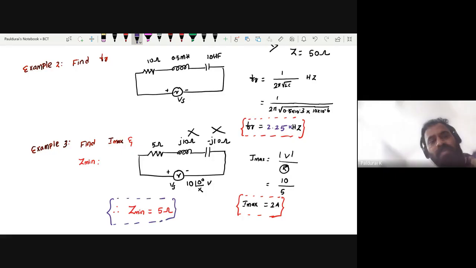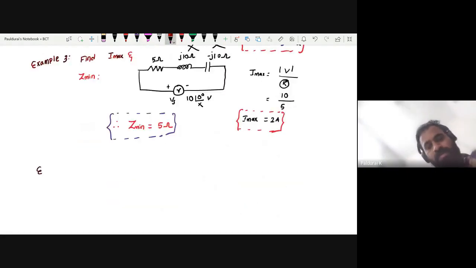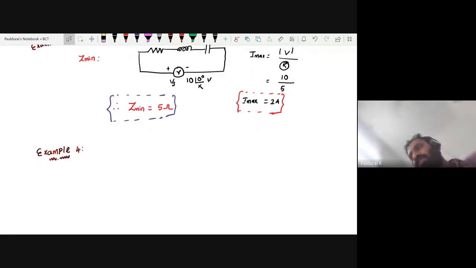Okay, and one more problem. Take example number 4. Then we will move to variation of voltage with respect to frequency. This is somewhat a 6-mark question. Determine the impedance at resonance frequency.